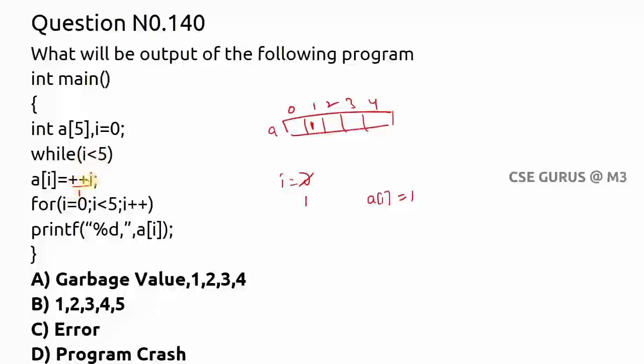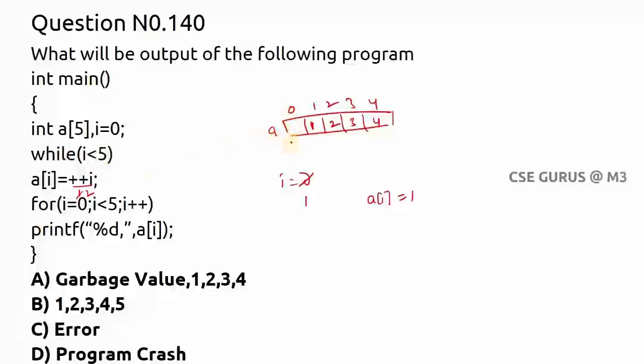Next again, 1 plus plus is 2. So A of 2 equals 2. Next A of 3 equals 3. Next A of 4 equals 4. Next the I value will be 5. Is 5 less than 5? No, it comes out. Now you see what values are assigned.